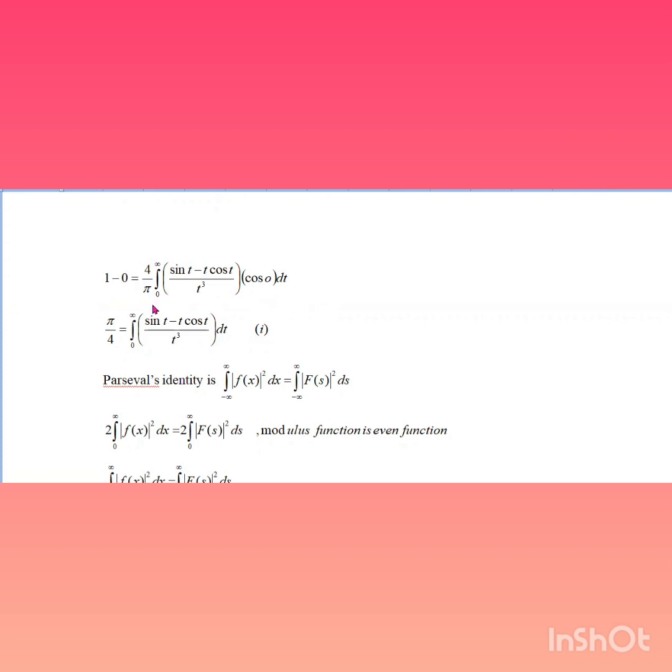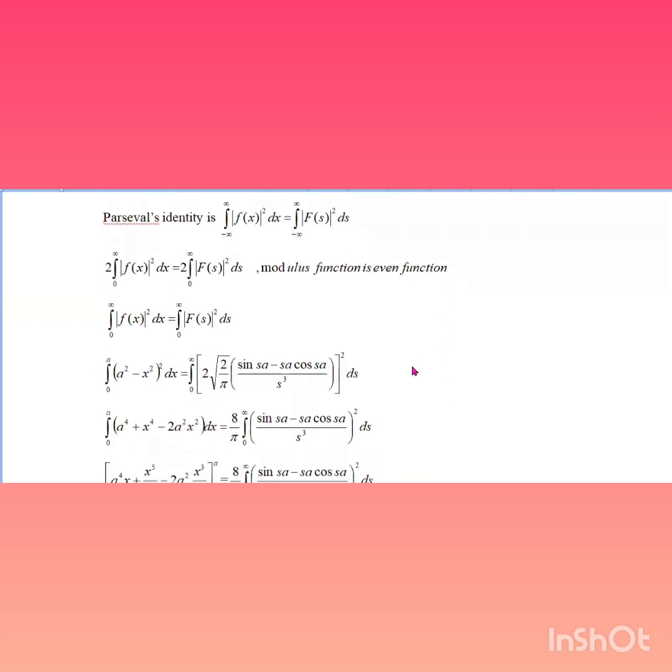So 1 is equal to 4/π. This 4/π, if it goes to the left hand side, it will become π/4, which is equal to the integral over the limit 0 to infinity of (sin t − t cos t)/t³ dt. So subdivision 1 is also verified. We have proved it. Next, we have to prove the second subdivision using Parseval's identity.